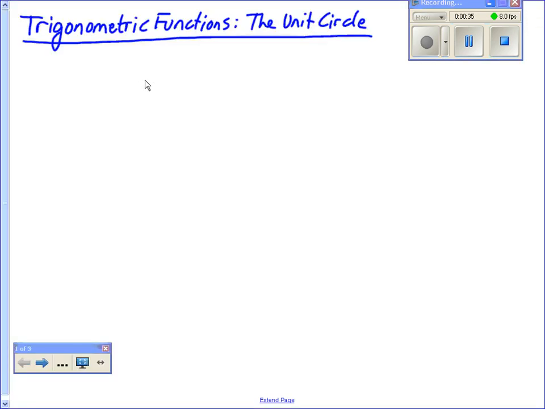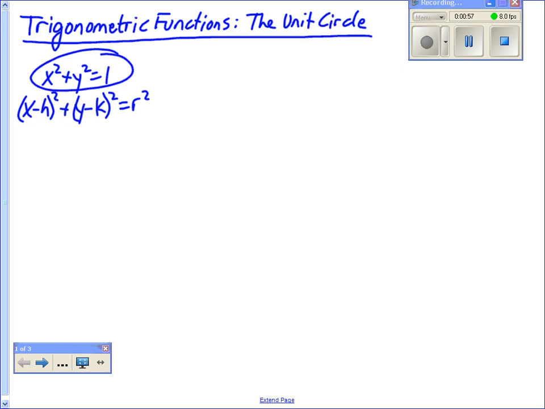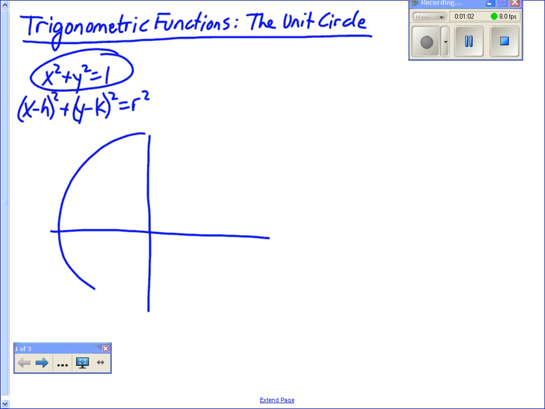So trigonometric functions, the unit circle. Now the unit circle is x squared plus y squared equals 1, right? If you remember your circle formulas, where (h, k) is your center and r is your radius, we've got this circle here with a radius of 1. So let's draw this circle, and we have a radius here that's 1.